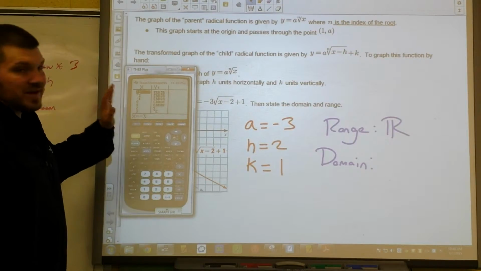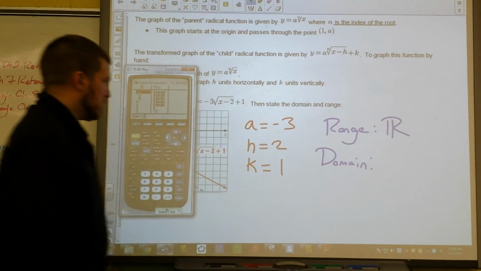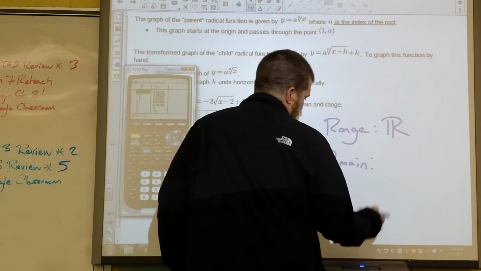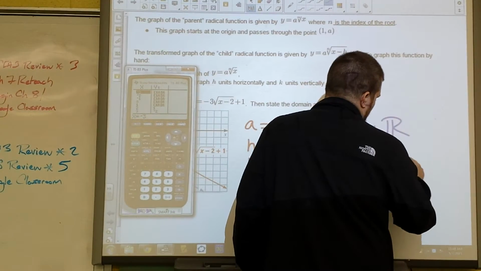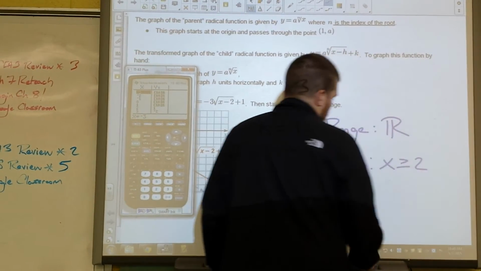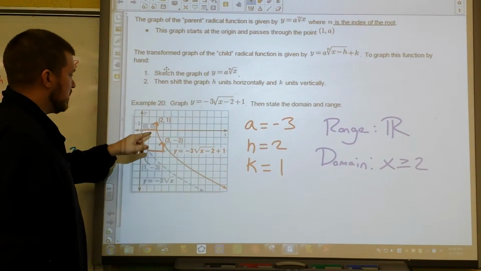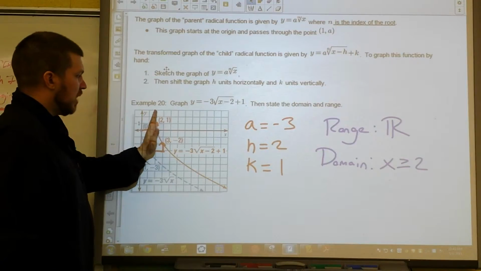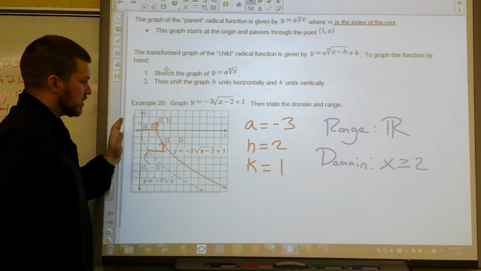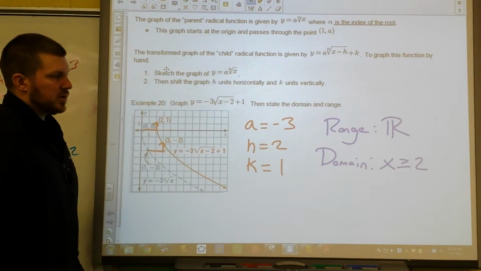So that means there is a restriction on the domain. So here that means my domain is valid for anything greater than or equal to 2. That's what it looked like on our graph that we were given. It looks like the domain stopped at 2. Again, domain is our x values. But I wanted to verify that, so I checked it in my calculator.